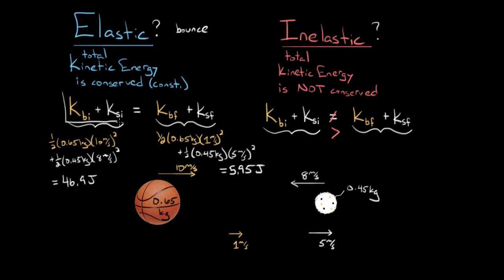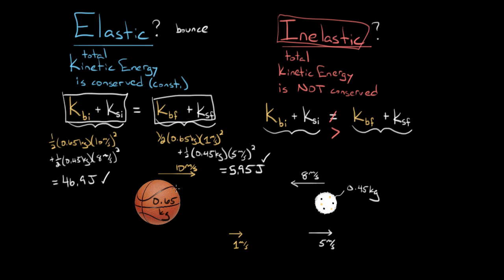This initial total kinetic energy was 46.9 joules. This final total kinetic energy was 5.95 joules. The kinetic energy here was not conserved, and because it was not conserved, we would consider this an inelastic collision. But if you're clever, you can just look at the numbers here. You didn't actually have to go through all this work.